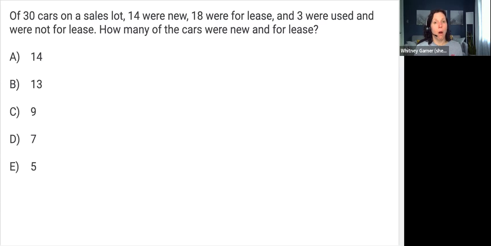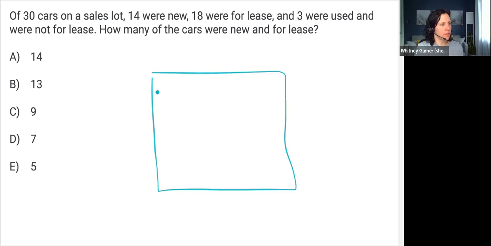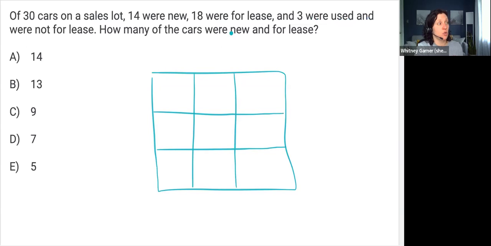So my qualities are new or used, for lease and not for lease. Okay, I can set those up. Get my little 3x3, doesn't have to be fancy. And I look for what could be both. And it sounds like I could be used and for lease. The opposite of used is new and its total. I've got stuff for lease or not for lease and its total.